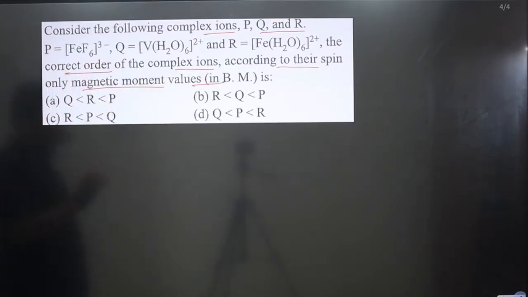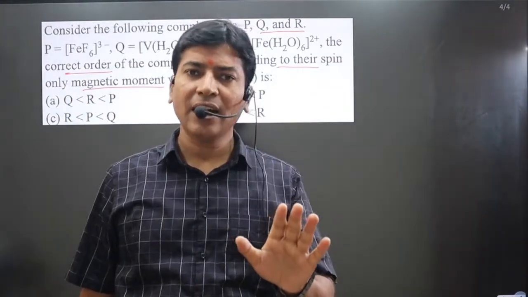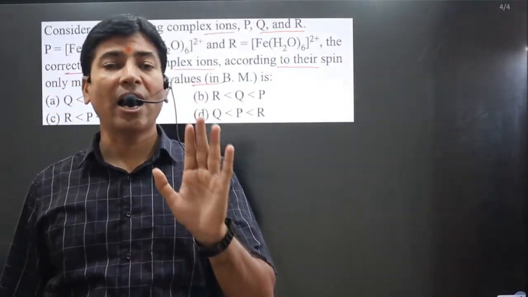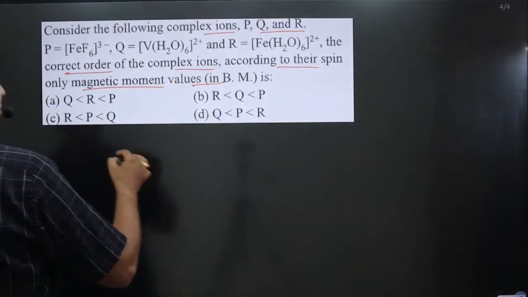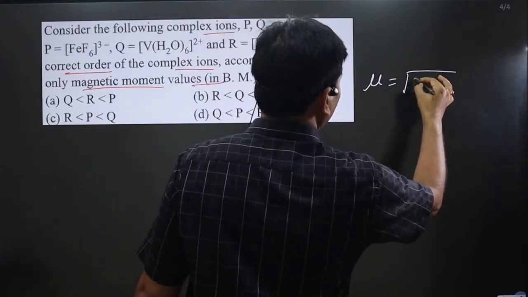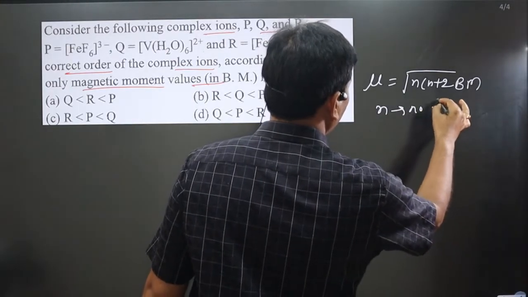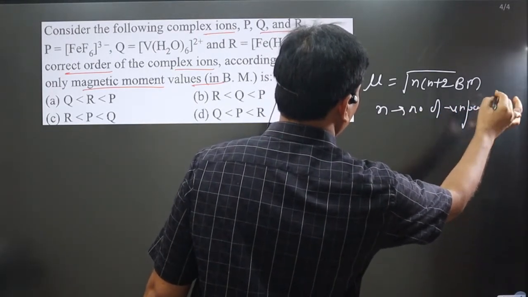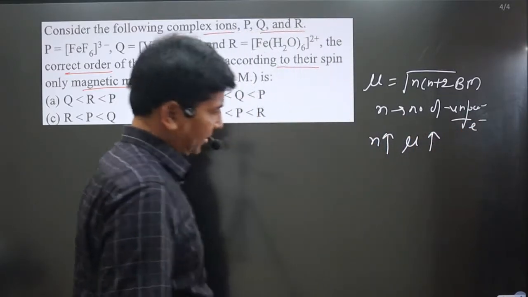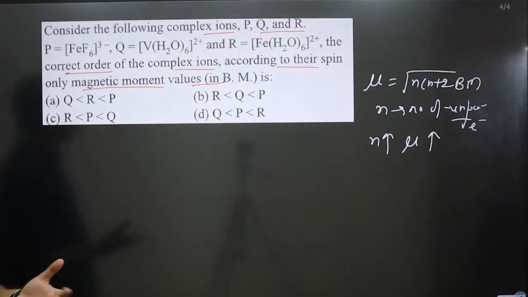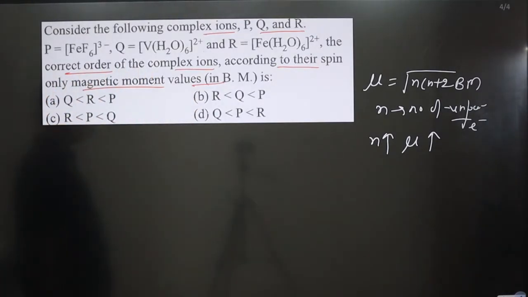Always keep in mind that the spin only magnetic moment value depends on the number of unpaired electrons. The higher the number of unpaired electrons, the higher the magnetic moment value. How do we determine it? We have the formula: mu is equal to the square root of n(n+2) Bohr magneton, where n is the number of unpaired electrons. As the n value increases, the mu value also increases. So first we calculate the number of unpaired electrons, and then arrange them in order based on the values we obtain.